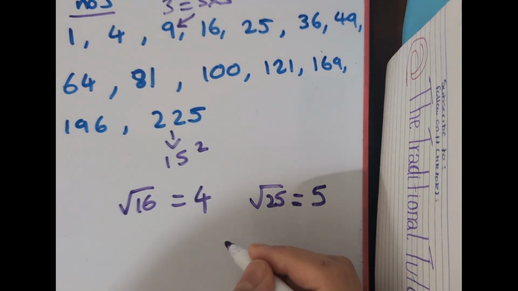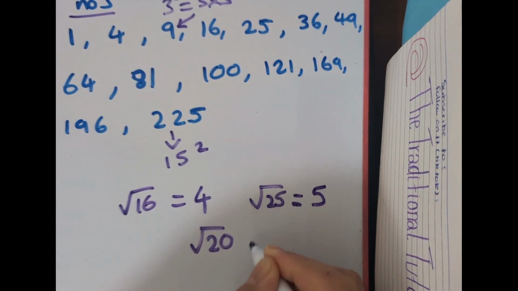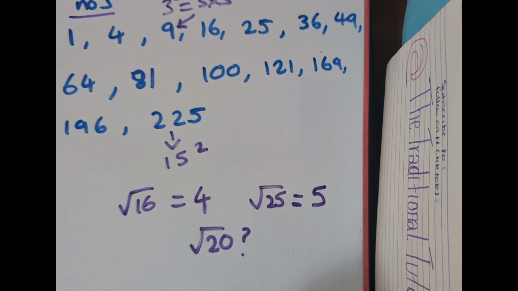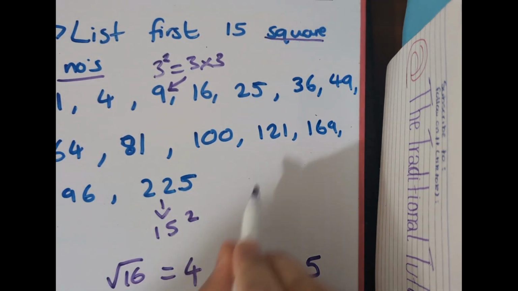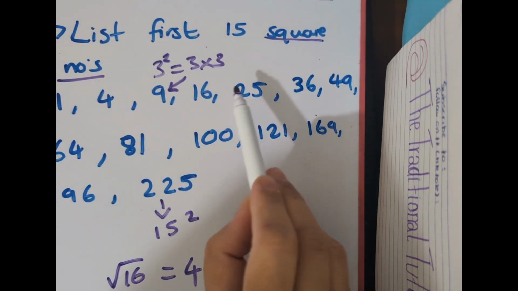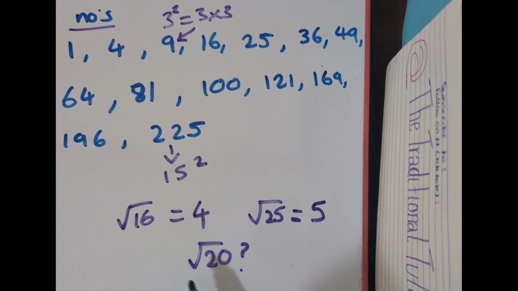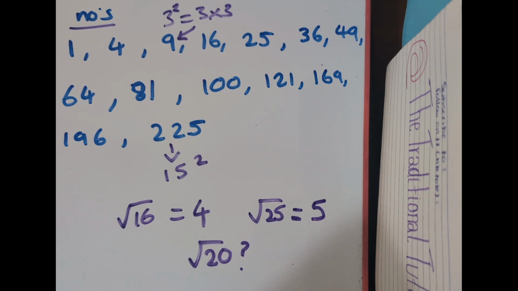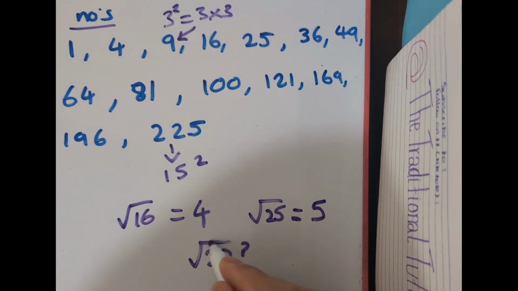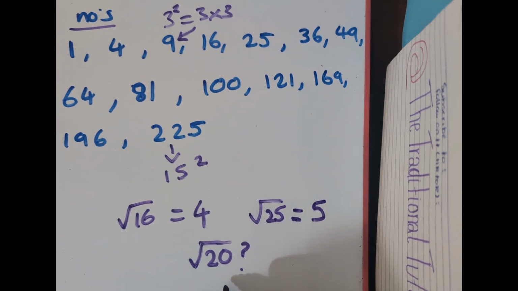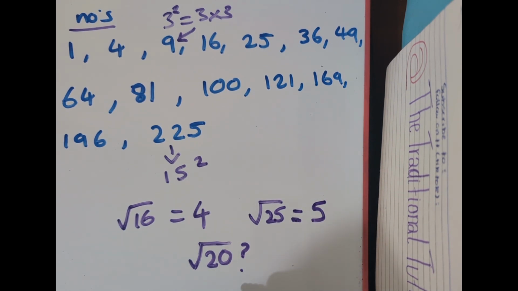What if I asked you, what is the square root of, let's say, 20? What would we think then? Well, if we go back and check our first 15 square numbers, we don't have a 20 here. Hence 20 is not a square number. But if I want to work out the square root of it, what do I have to do, and is there an answer for that? Well, there is an answer. If I put that in my calculator, I would get a number that goes on forever. It's not a terminating decimal, and it's not a recurring decimal.